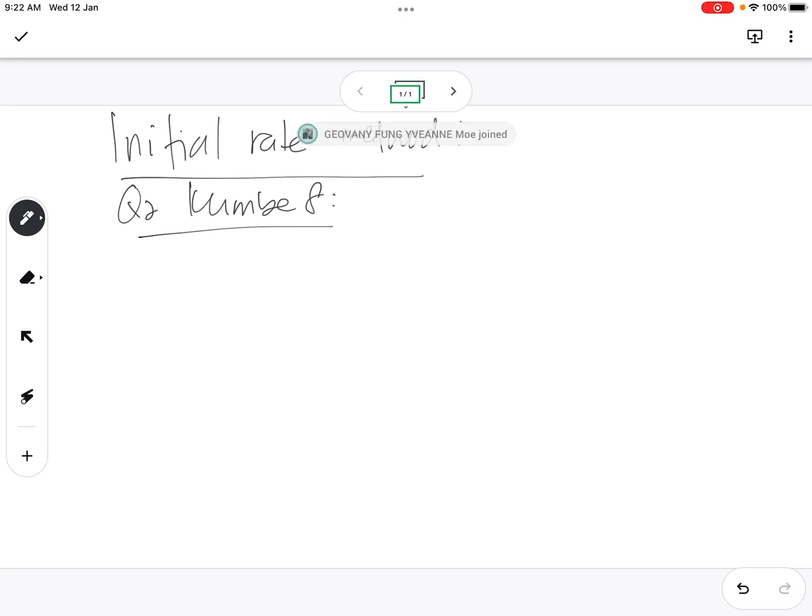Today we are going to see a question involving the initial rate method. It's another way used to determine the order of reaction. Before this, we used the integrated rate law, the graphical method with linear graphs, and we also found it from the unit of the rate constant. Now we have another method called the initial rate method to determine order.